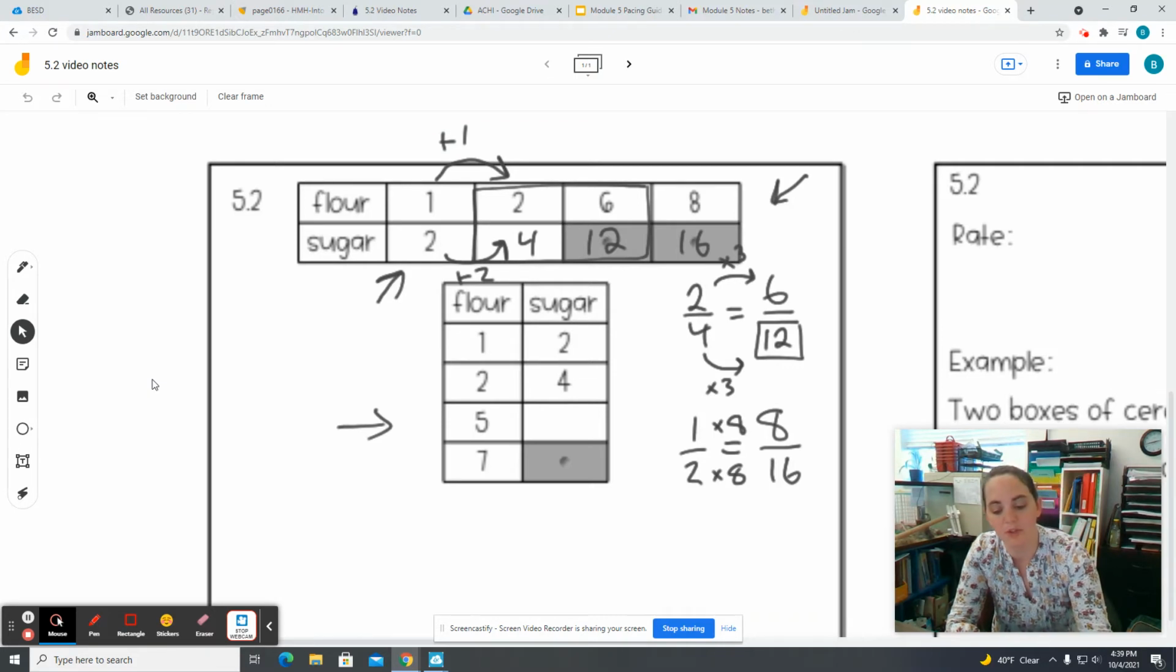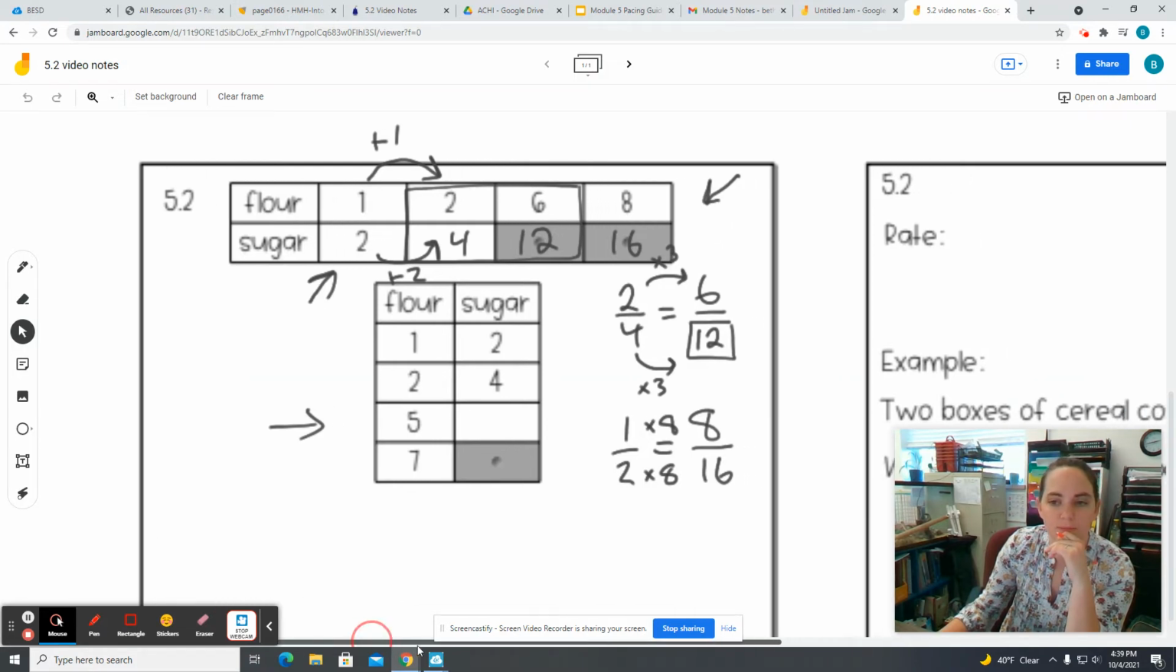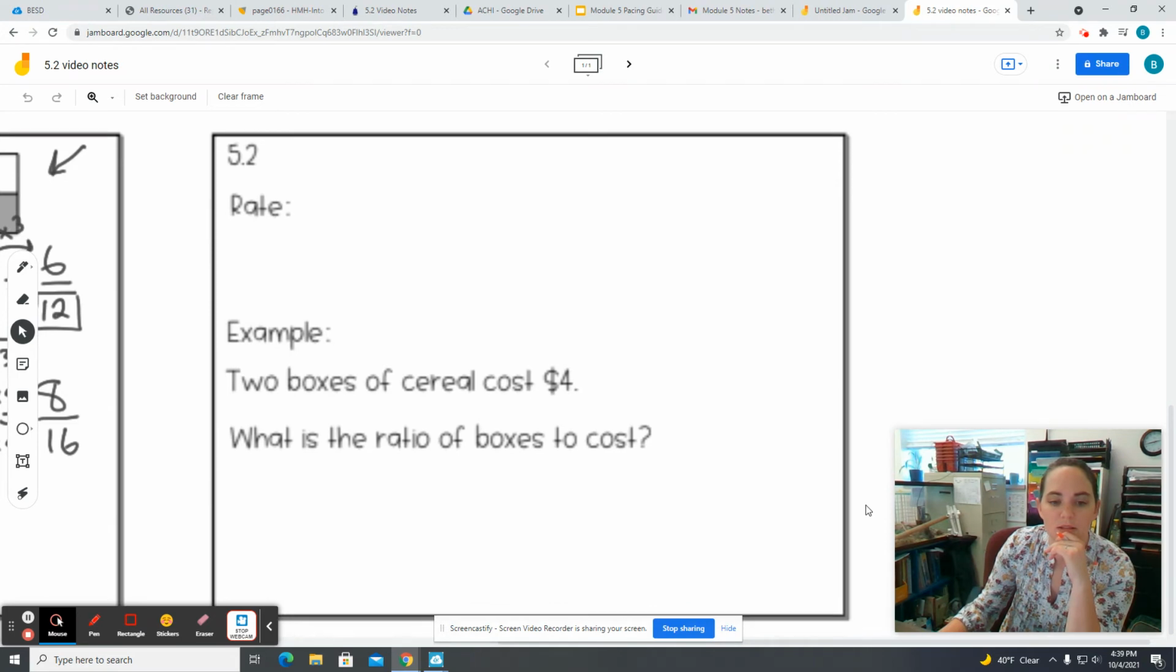All right. For this sake, we are going to just pay attention to that first table. I'm not going to do the second table, and you don't have to write it down. So let's move on to the next part.